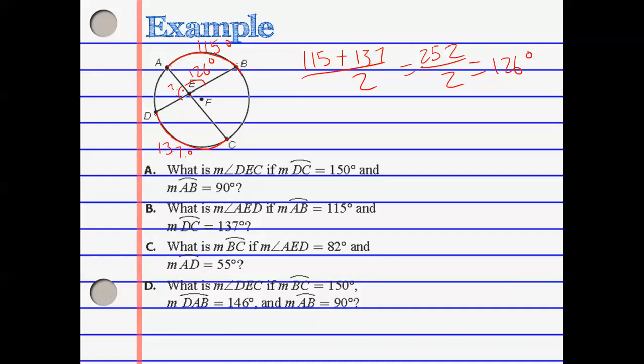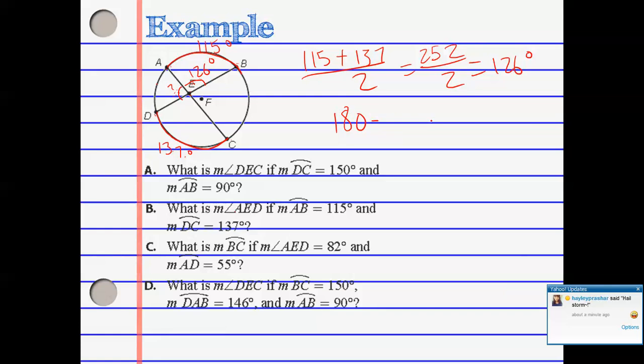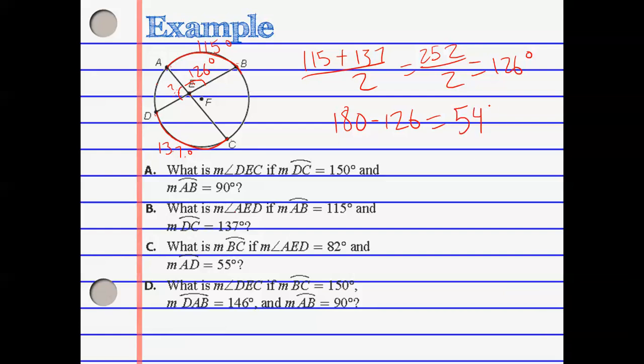Well, now that helps me because this is from last semester, right? Look at these two angles right here. Notice how they form a straight line? We call that a linear pair. So now I know that this angle plus that angle have to equal 180. So I can take 180 and subtract 126, and I get 54 degrees. So I know that the measure of angle AED is going to be 54 degrees.